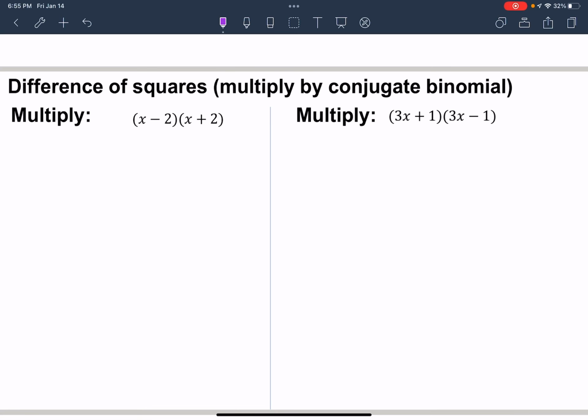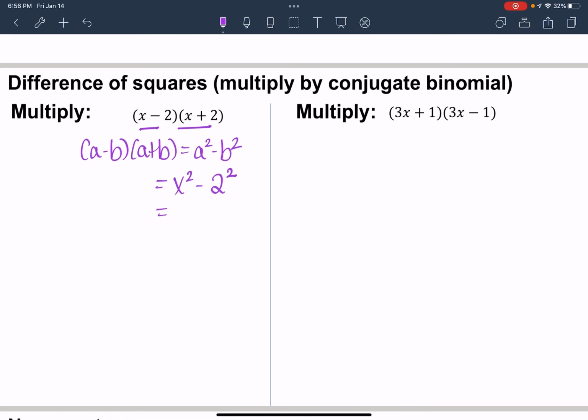So you see here x minus 2 and x plus 2 are conjugate binomials because they're the same binomial but opposite in sign. So what this tells me is that this is of the form a minus b times a plus b. And my formula tells me that can be written as a squared minus b squared. So in this case, a is x. So this is x squared minus 2 squared because b is 2. X squared minus 2 squared. 2 squared is 4, so this is x squared minus 4.